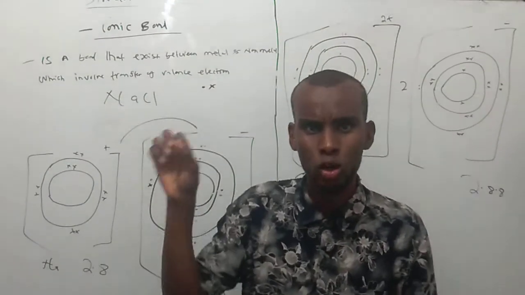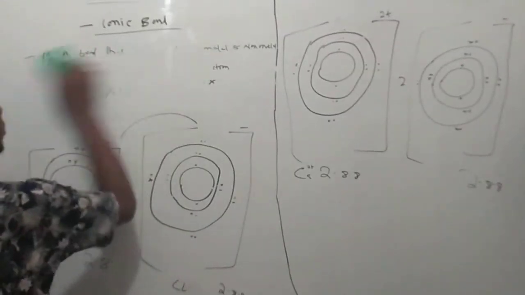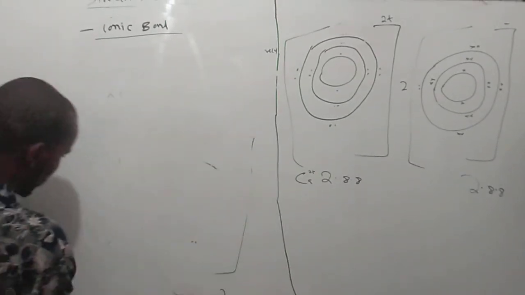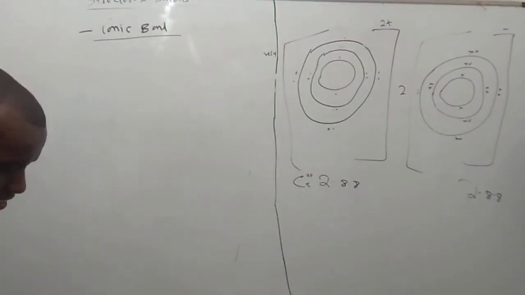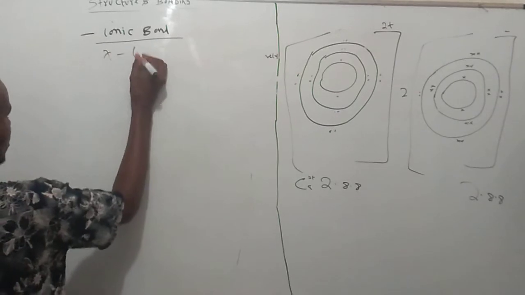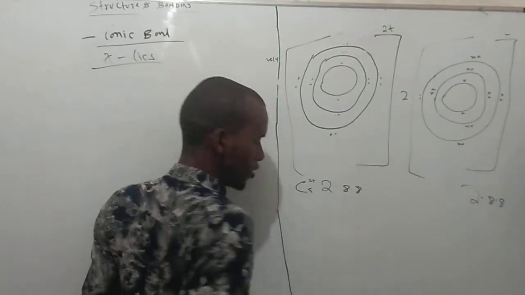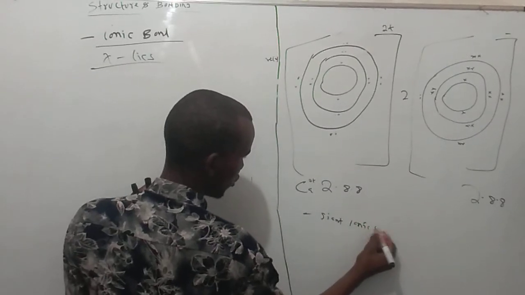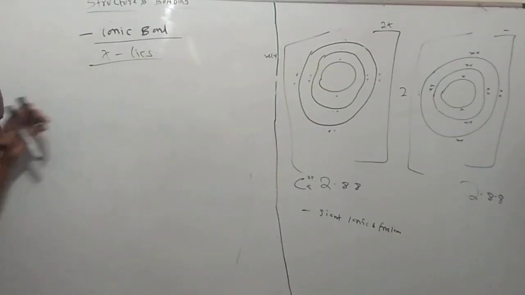Now, after knowing how to draw the ionic bond, you have to know the characteristics of ionic bond. Before the characteristics, remember that this bond forms a giant ionic structure. The structure for this bond is giant ionic structure. Now let me talk about the characteristics.